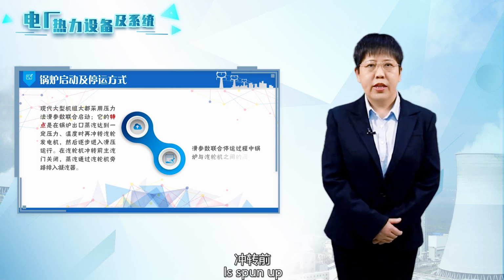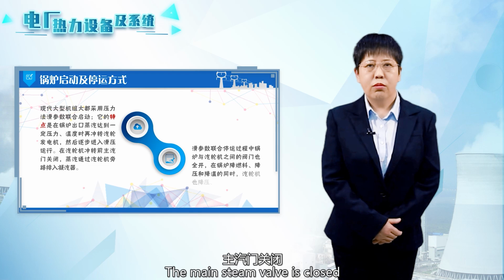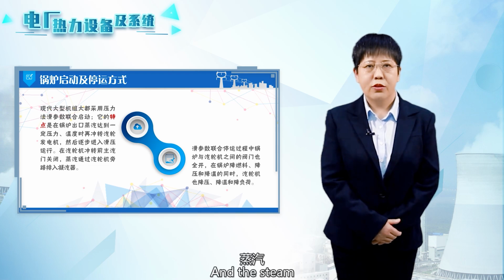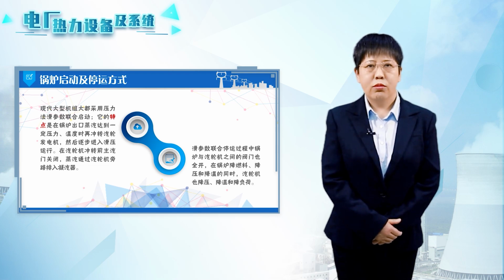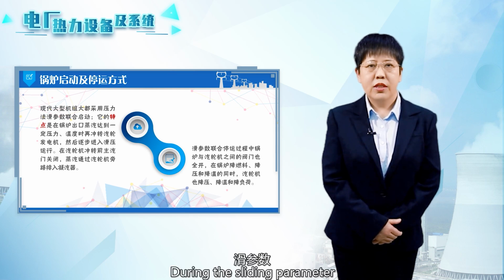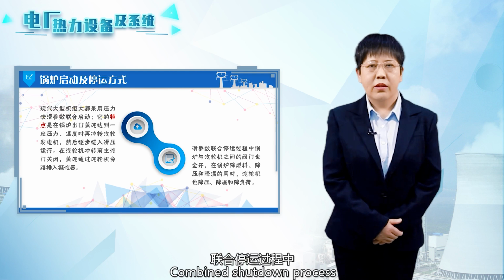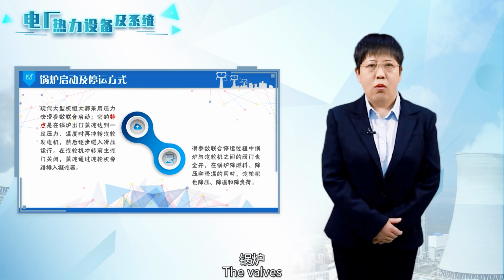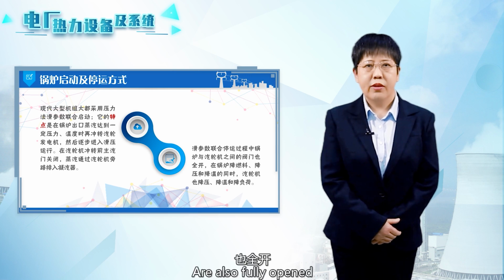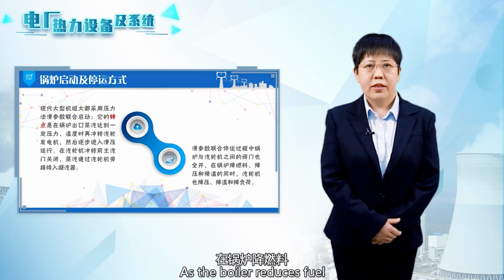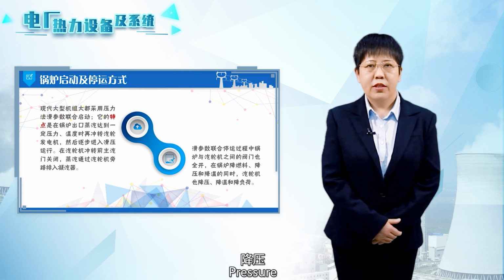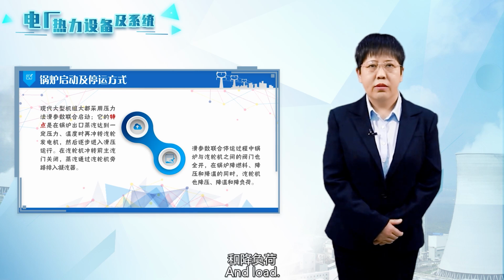Before the turbine is spun up, the main steam valve is closed, and the steam is discharged through the turbine bypass into the condenser. During the sliding parameter combined shutdown process, the valves between the boiler and the turbine are also fully opened. As the boiler reduces fuel, pressure and temperature, the turbine also reduces pressure, temperature, and load.